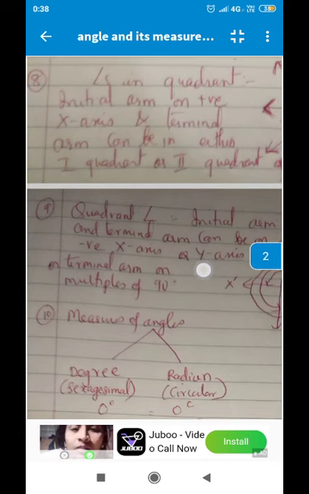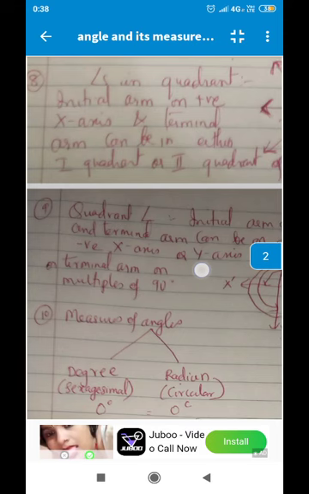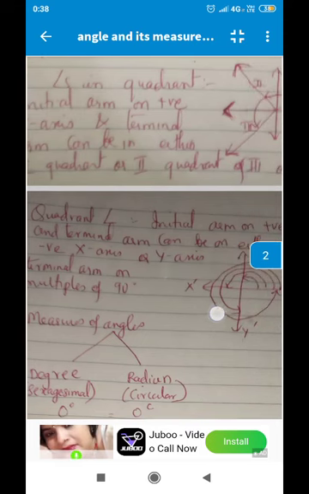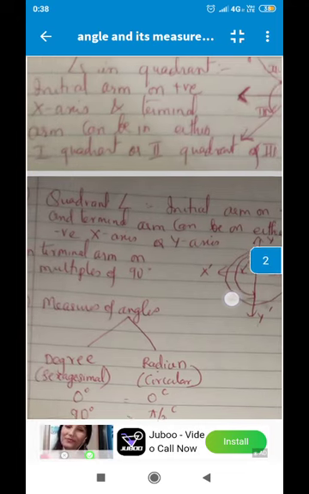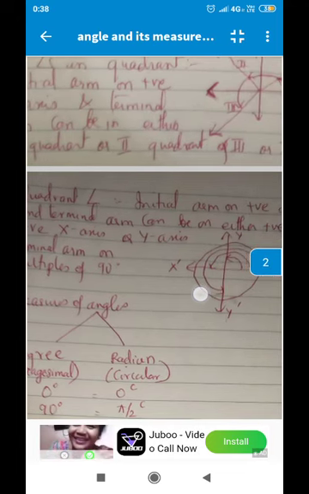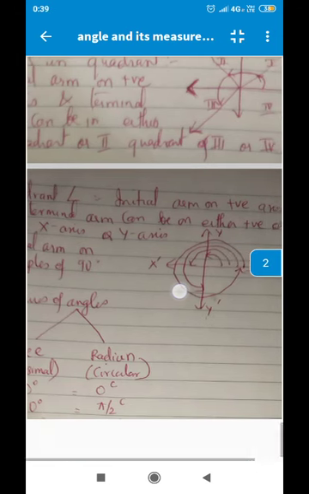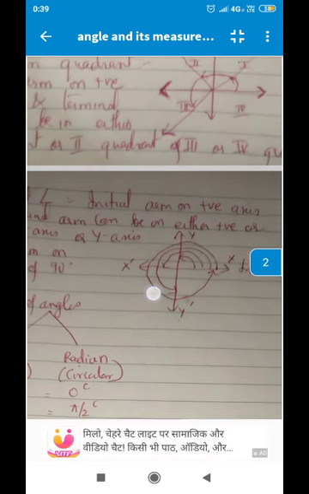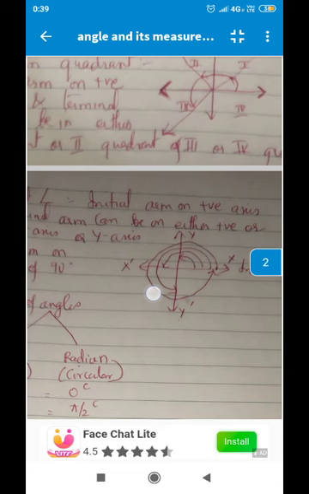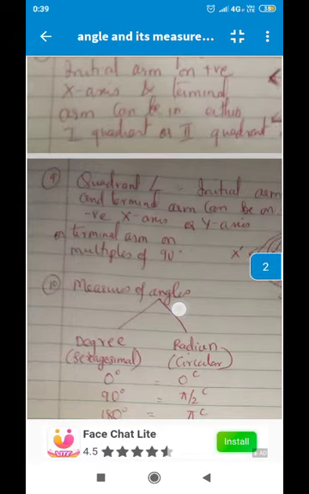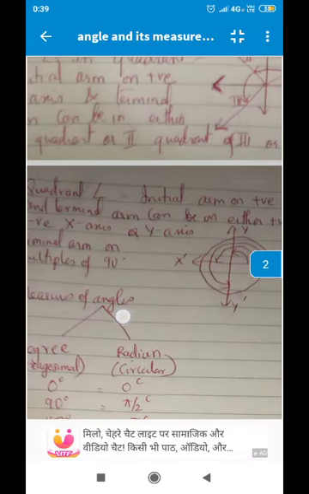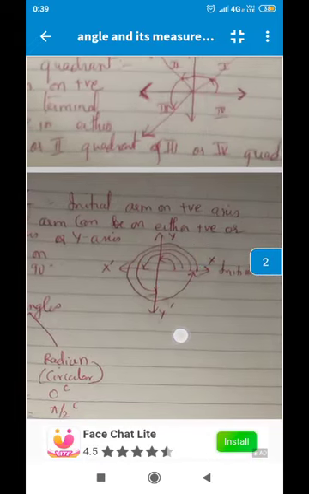The actual difference: quadrant angle implies a multiple of 90 degrees. Here the initial arm lies on the positive x-axis, and the terminal arm can be either on the positive x-axis, positive y-axis, negative x-axis or negative y-axis, which implies that theta can be only a multiple of 90 degrees, and therefore it is called a quadrant angle. That is explained with the help of the diagram.